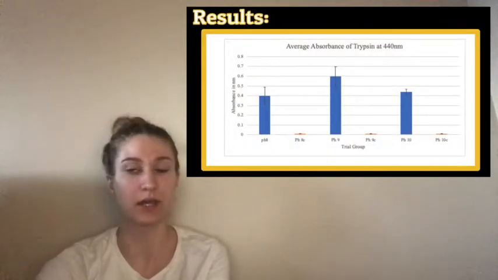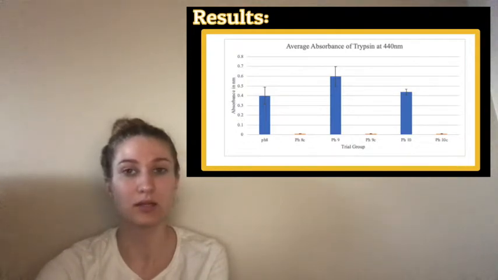This graph illustrates the absorbance values of trypsin at the 440 nanometers. Two important observations can be made with this graph. The first being that the control values, found in orange, show little to no absorbance as there is no enzymes found there. The second being that there is a lot of variability in the absorbance values, meaning that the results do not definitively show a correlation.